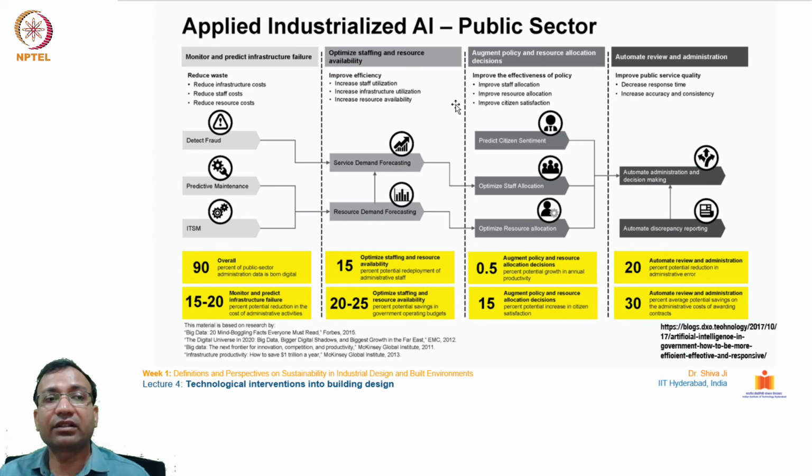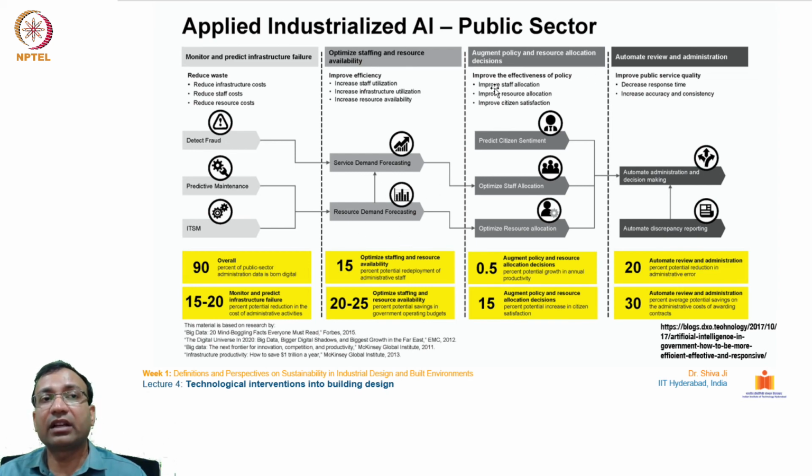Further, in the next column, we see optimizing staffing and resource availability, improving efficiency, increased staff utilization, increased infrastructure utilization, increased resource availability. With the help of the points undertaken in the previous column, we can go for service demand forecasting. This predictive modeling, this projection, can be drawn for creating a model for demand forecasting, which is going to happen in the public sector. Okay, and resource demand forecasting, yes.